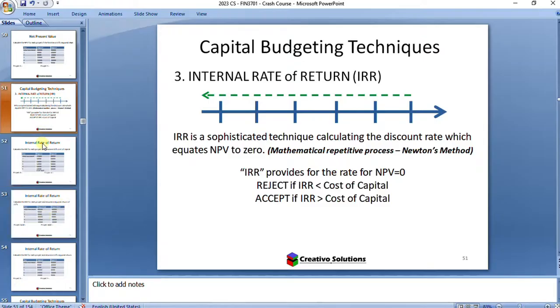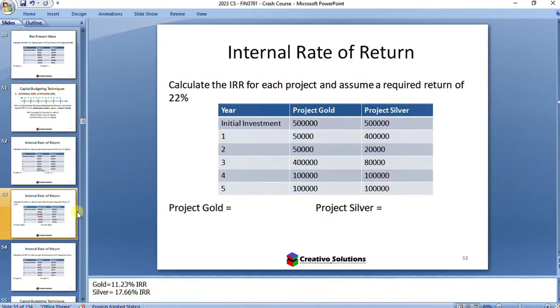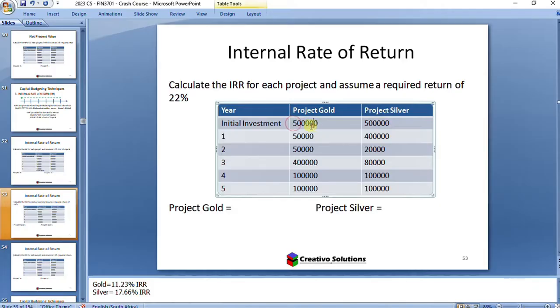So if we're talking about IRR, that's the rate that we've got. For example, if we go back to the one where we had the 22%, this is the rate of return that each project is going to give me. If I take out 500,000 and invest it in this project, I'm going to generate 11.23%. And if these projects are independent and I can choose both, Project Silver is going to generate 17.66%.